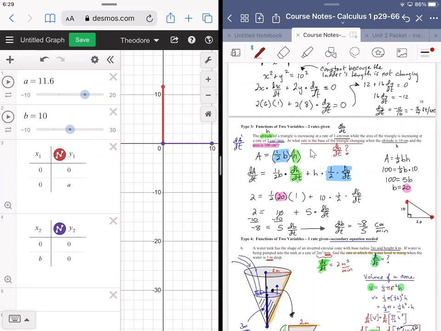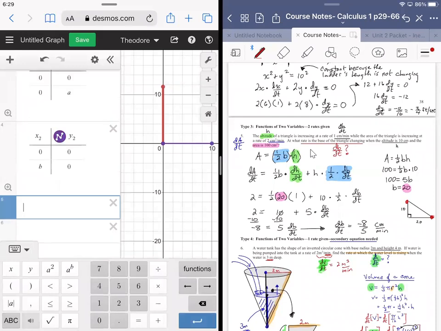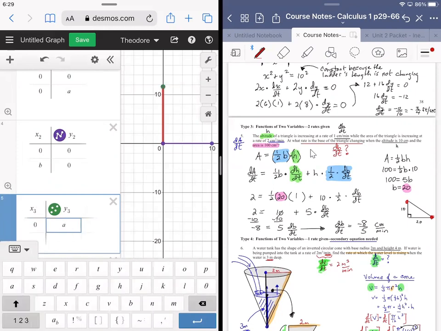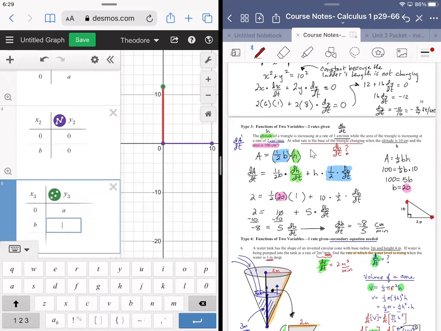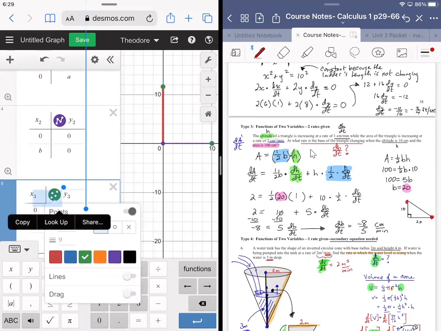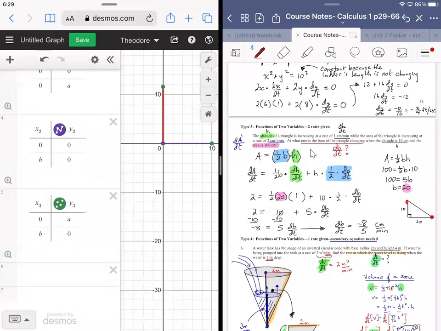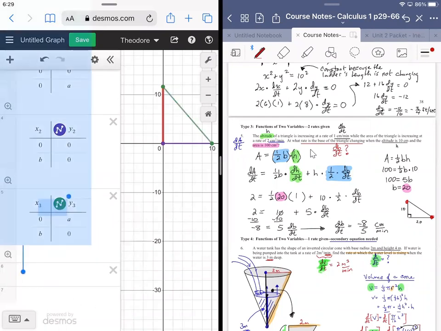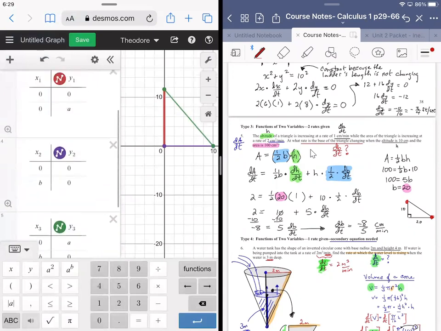Now I want to have my 2 points making the hypotenuse connect. So my 2 relevant points are (0, A) and (B, 0). Again, I need a line segment connecting those. It'll let me. And there we go. We have a triangle, a decent looking triangle there.